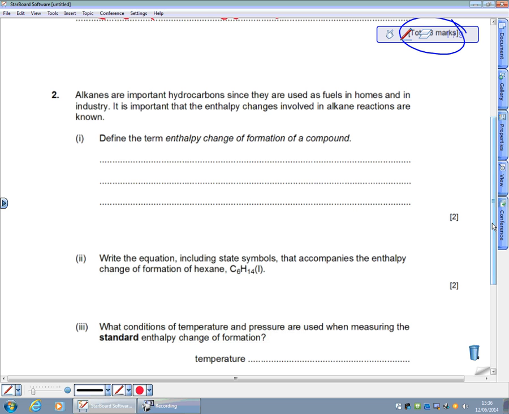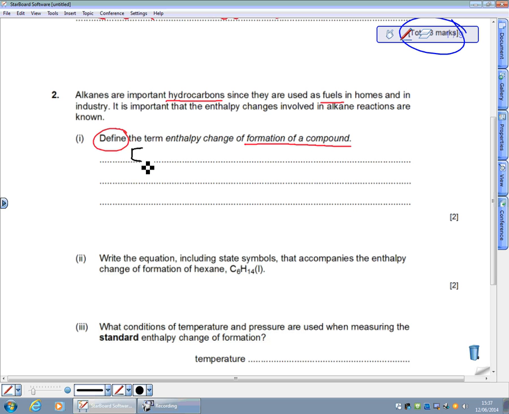This one is also a definition, but I'm going to just check through the question. Don't skip straight to the answers. We're just going to check through to make sure that we've got all the information we need. So this one says alkanes are important hydrocarbons, so they only contain hydrogen and carbon atoms, and they're used as fuels. And fuels are used because they generate energy in the form of heat, and it's important that we know what these values are so that we can compare them. So define the enthalpy change of formation. What am I going to make this compound out of? Let's find out.